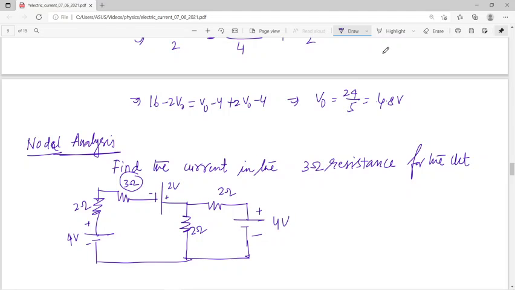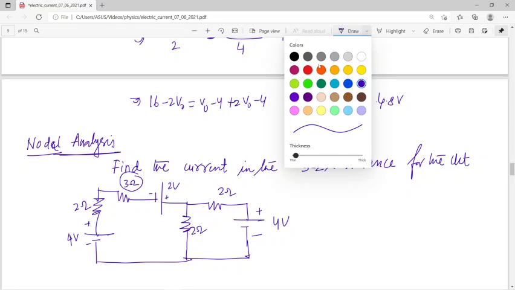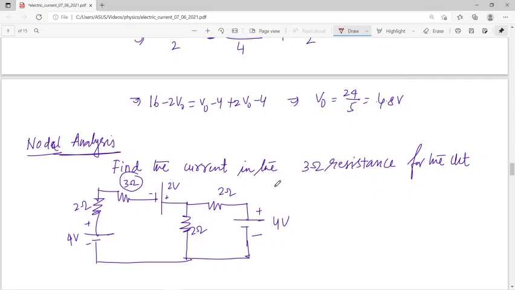The beautiful thing about nodal analysis is that we can take the current in any direction as per our wish. You need not think about that. Say the current I1 will be flowing like that, current I2 will be flowing like that, and current I3 will be flowing like that. I am not bothered about directions. We are just saying I1 passes through this branch, I2 through this branch, and I3 through this branch.